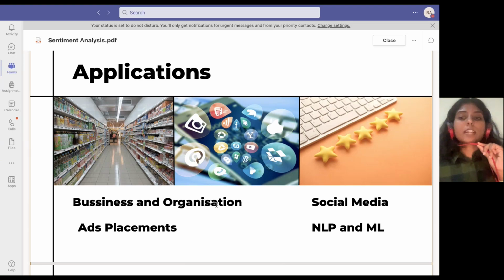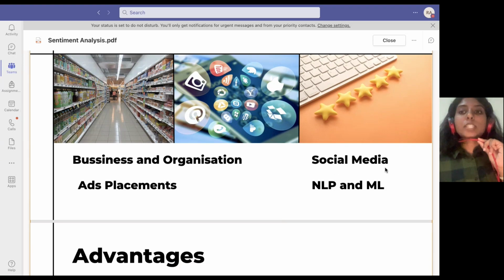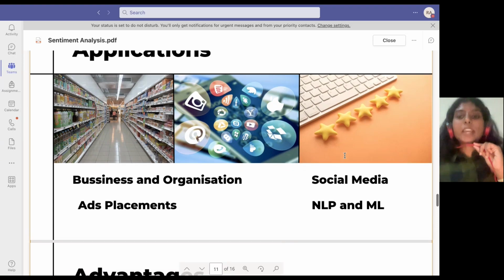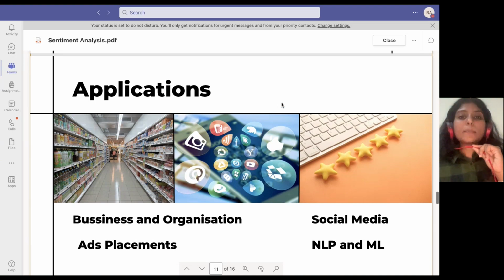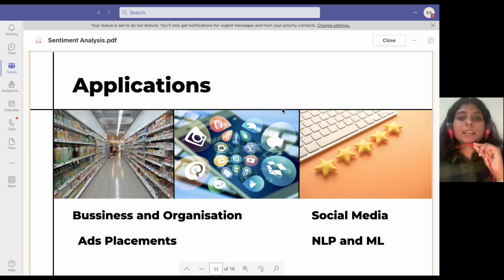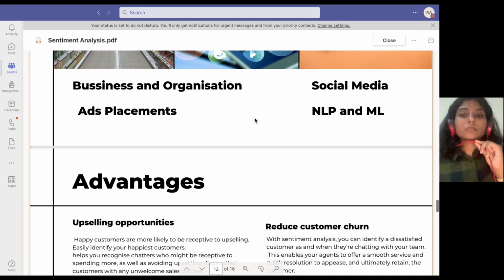They can just reduce the product like that. In social media, NLP and ML are used with semantics. If any crisp or very good news comes, it just becomes trending. All these are done by sentiment analysis, and on various online platforms like Amazon, Flipkart, eBay, Zomato, all these latest applications are also using sentiment analysis.